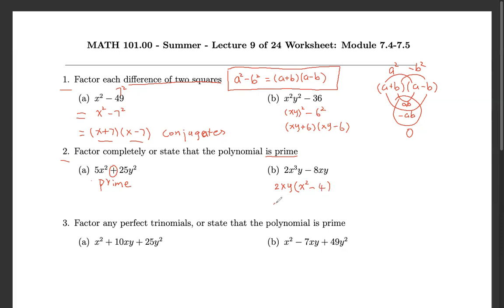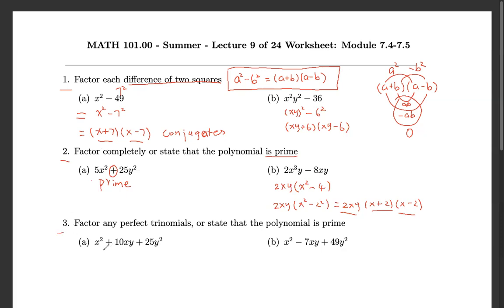And 4 is 2 squared. So we can write as x squared minus 2 squared. Okay, now we have difference of two squares. So this can be factored as 2xy, right? times x plus 2 and then x minus 2. Now it's in factored form. This is a factor, this is a factor, this is a factor.